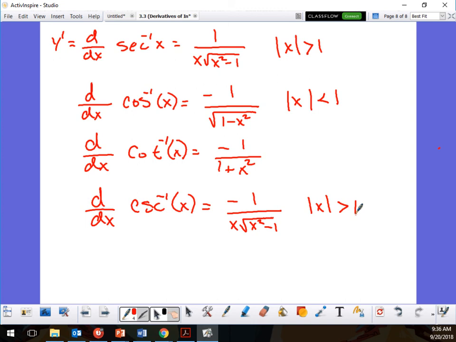Alright, so now you guys are just going to use these. It's the exact same thing as what we've been doing, but you're going to use this. So every time you see one of these, you're going to use this as part of your derivative. Okay, and I should be getting you guys the flashcards tomorrow.